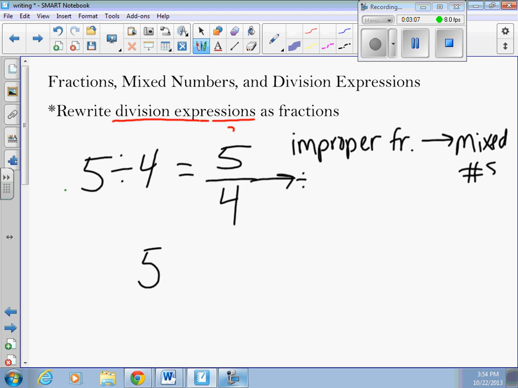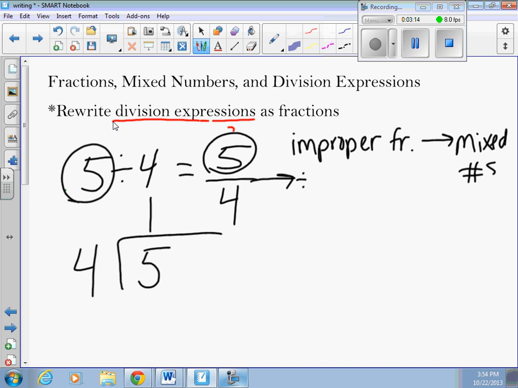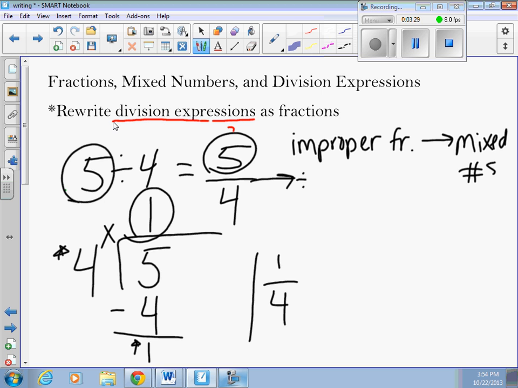So we put 5 inside of the box. Make sure you put the first number inside the box, divided by 4. 4 goes into 5 once. 1 times 4 is 4. Subtract to get 1 left over. So our mixed number is 1, and the remainder over our divisor, 1 and 1/4. This is one way you can solve 5/4 and convert it into a mixed number, but it's not the only way you can solve that. Try one more example for today.